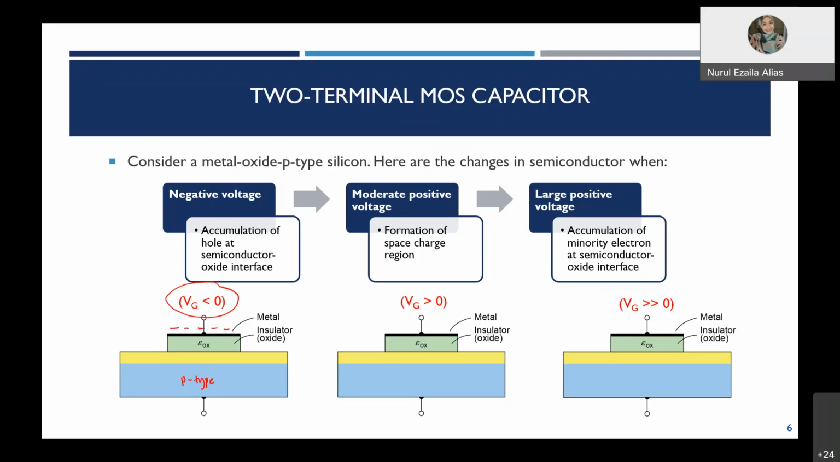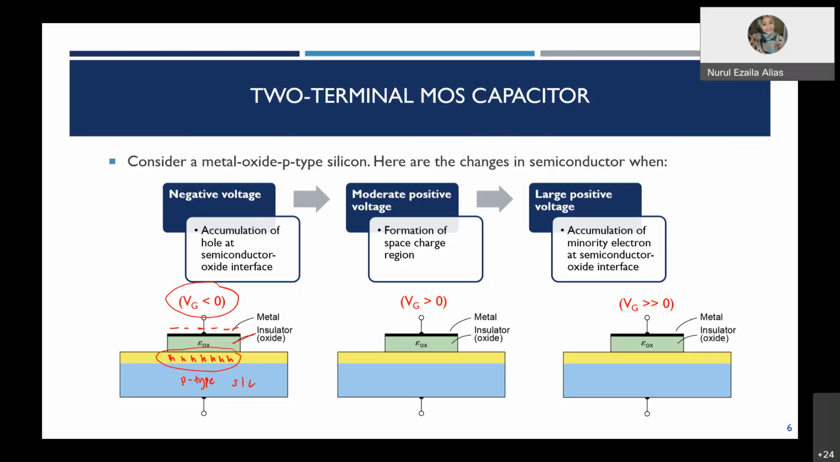So what happens here, in between the oxide and the p-type substrate? We know that in the p-type semiconductor the majority carriers are holes, so holes will be attracted towards the negative gate terminal. In this case, we expect accumulation of holes at the semiconductor-oxide interface. In between the oxide and the semiconductor, holes will accumulate at this interface due to the attraction of the negative metal gate.